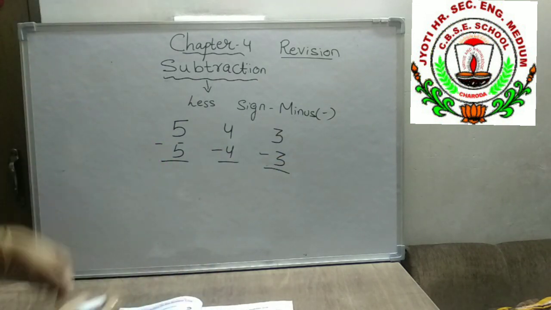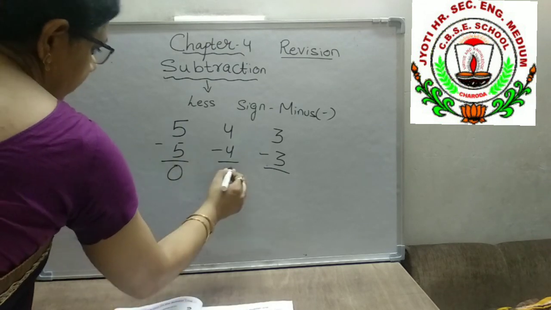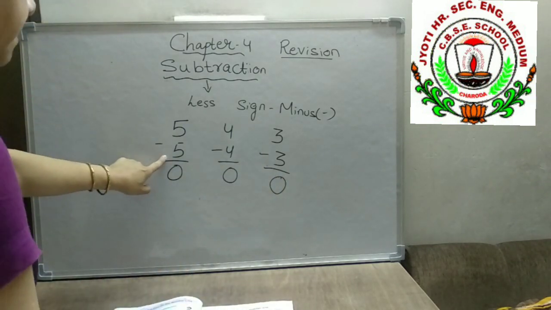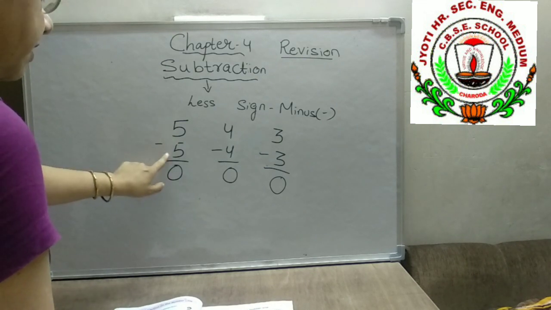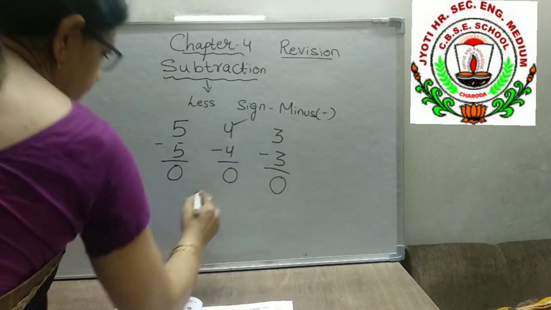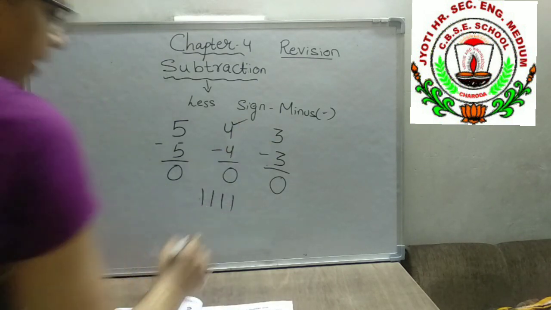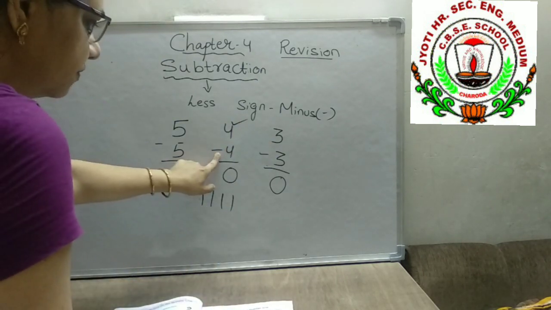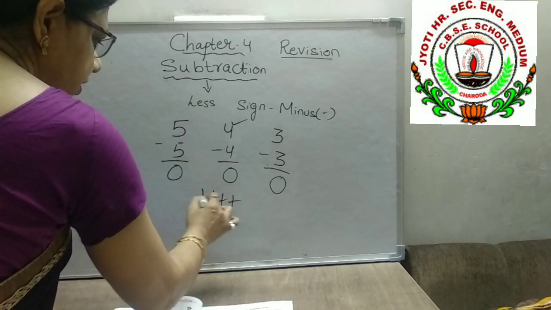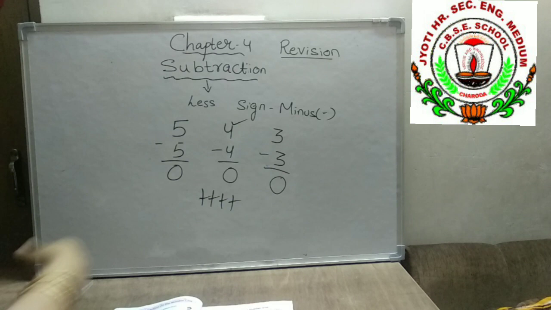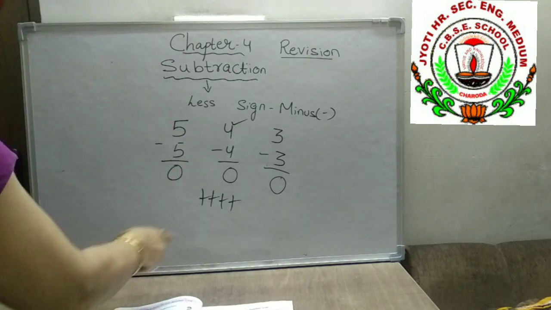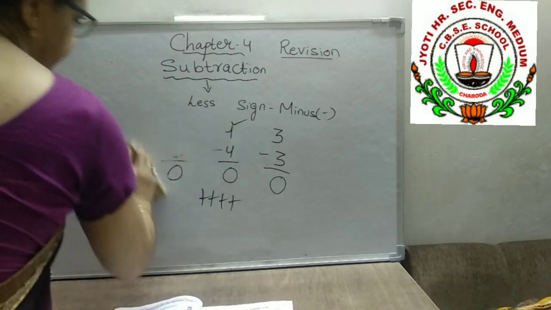Next, I have told you, if both the numbers are the same, then what will we get? 0. If we subtract the same number, the answer will be 0. We will check one of them. 1, 2, 3, 4. I have drawn 4 lines. Sign of subtraction. Then what do I have to subtract? 4. So 1, 2, 3, 4. So what is remaining with me? Nothing. So on subtracting the same number, we get 0.